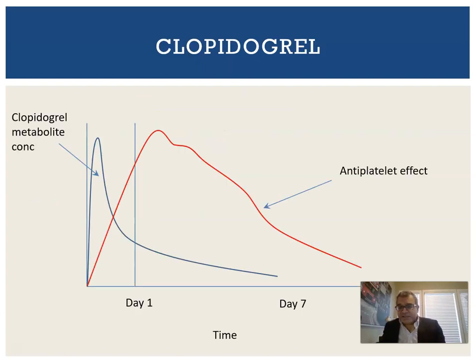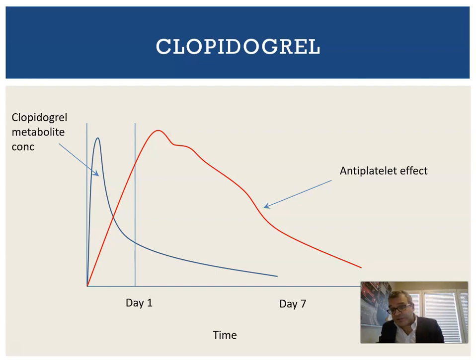So here, as you can see in this graph, the antiplatelet effect. This is clopidogrel metabolite concentration, goes up and down quickly. However, the antiplatelet effect stays longer. So if you measure a concentration here, this concentration does not reflect the platelet function, right? The antiplatelet function. So measuring the antiplatelet function in this situation could be better than measuring the concentration of clopidogrel or its metabolite.